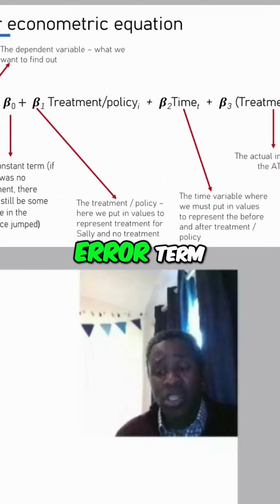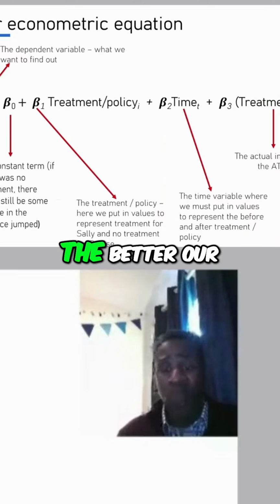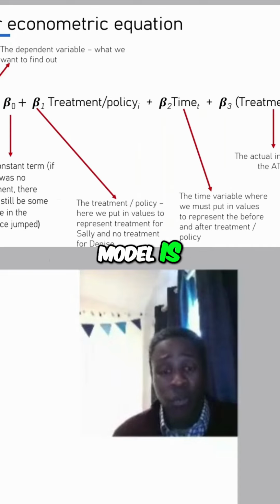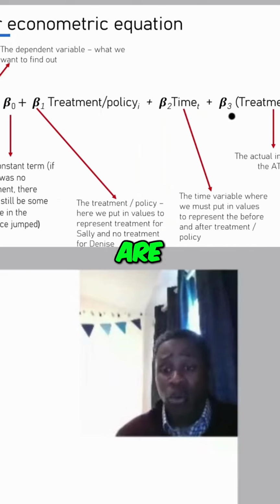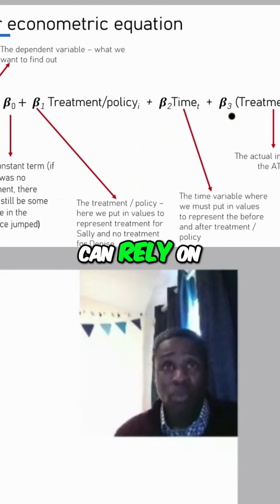E_it here is the error term. The lower the error term, the better our model is. And we're happy that the results here, the numerical values here that we observe, are the ones that we can rely on.